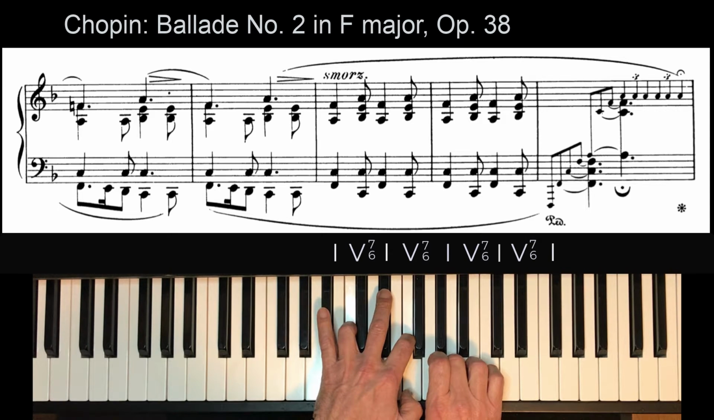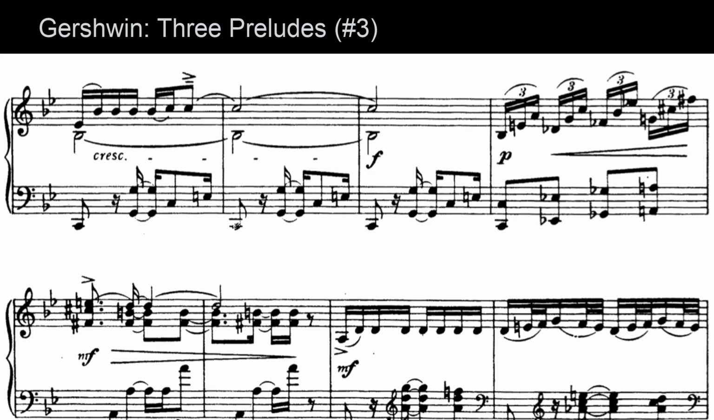Look at this example by George Gershwin, his 3 preludes from 1926. He takes the structure, just the same one we saw, the exact same voicing, and repeats it at successively higher minor 3rd intervals.